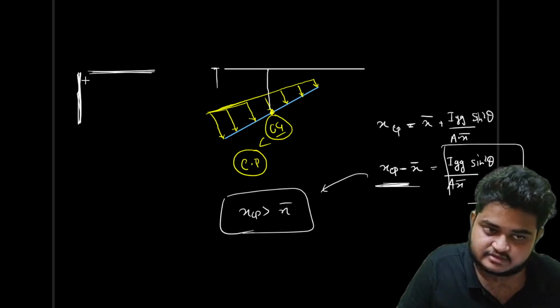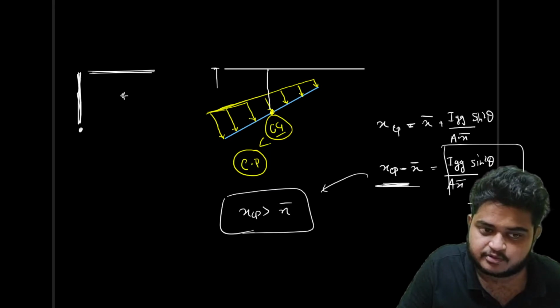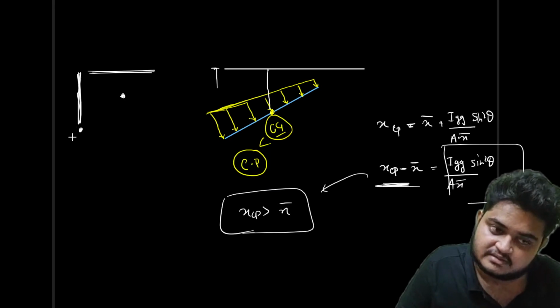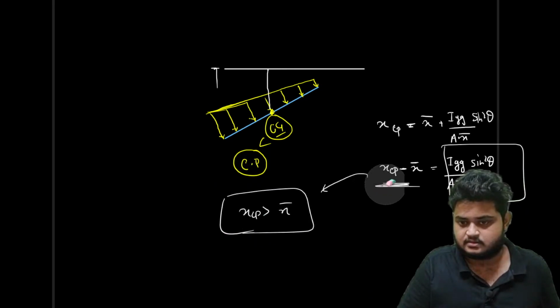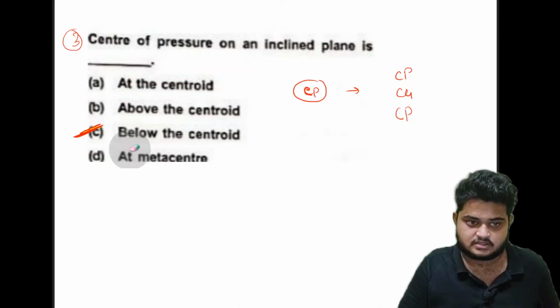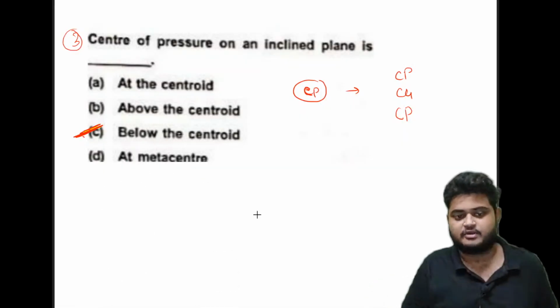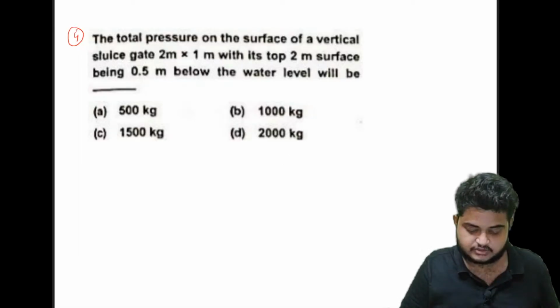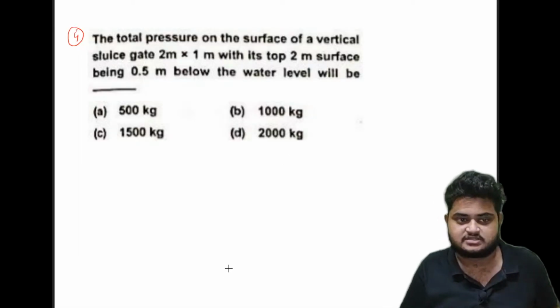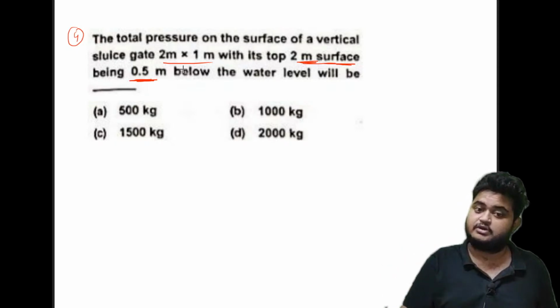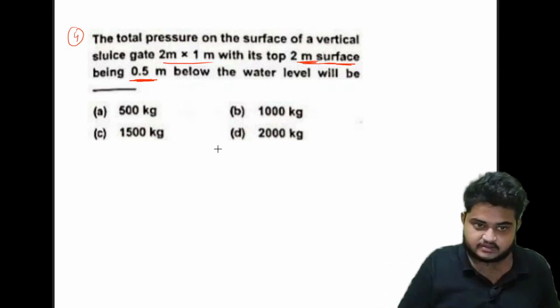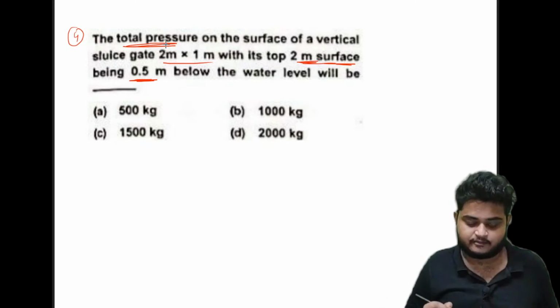So if the vertical distance from the surface to a point is greater than that of another point, we can say that the greater point is below the lesser point. So this is the right answer for the question. It will be below the centroid. Okay, so let us go to the next question. It is saying the total pressure on a surface of a vertical sluice gate 2 meter by 1 meter, with its top 2 meter surface being 0.5 meter below the water level. So total pressure we have to calculate.